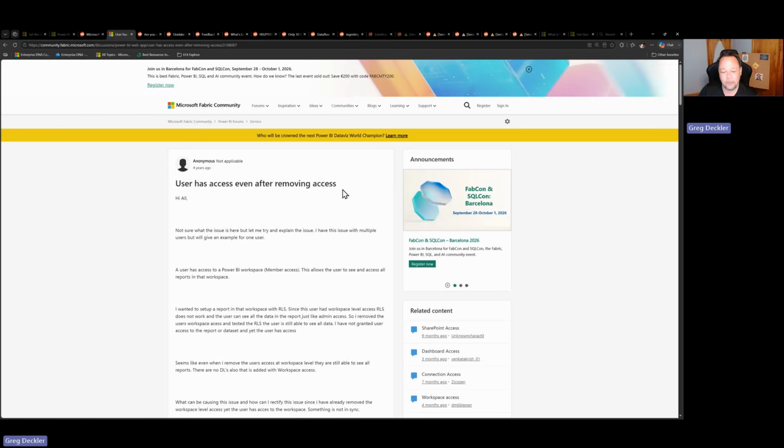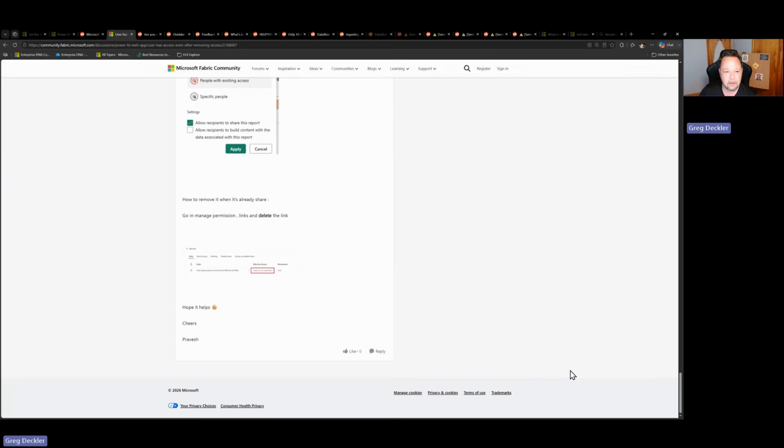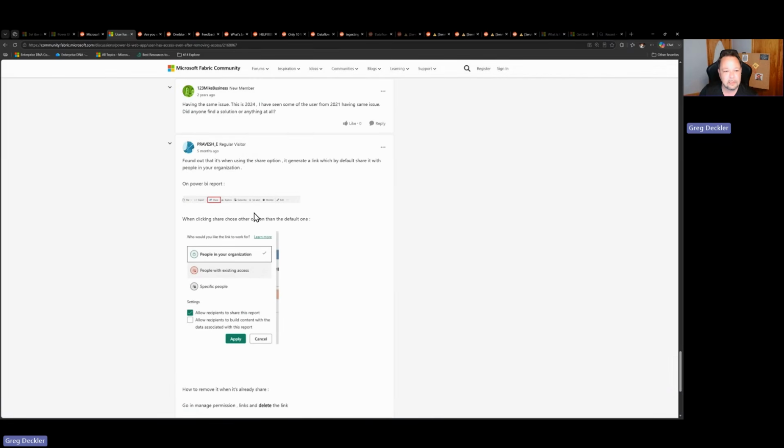So the user has access even after removing access. You can read through this thread. I'll post this link in the description, and you can see all the way up to 5 months ago. Somebody's like, "Oh, found it's been because of the share option. You generate a link, they go in and delete the link, and then apparently it resolves itself."